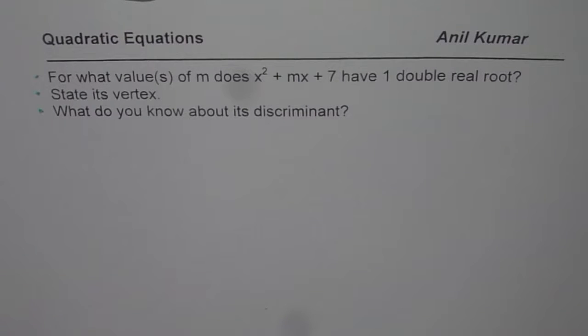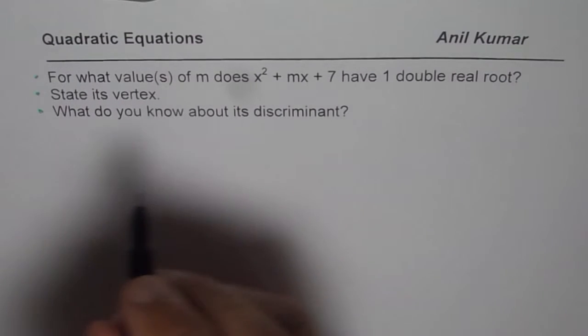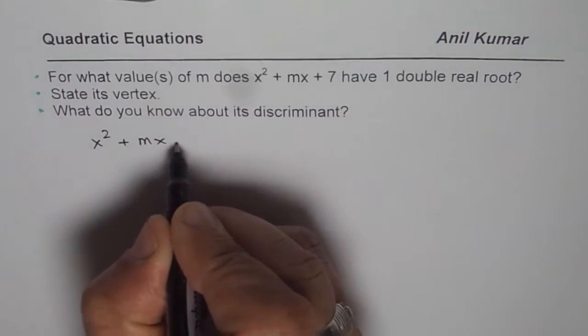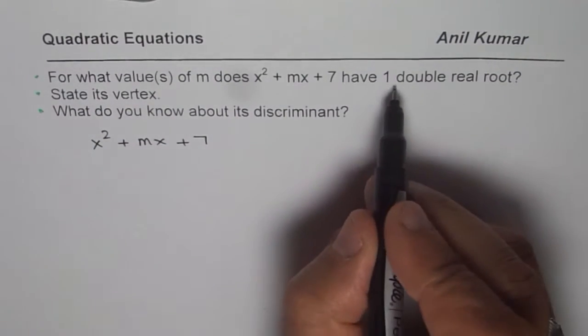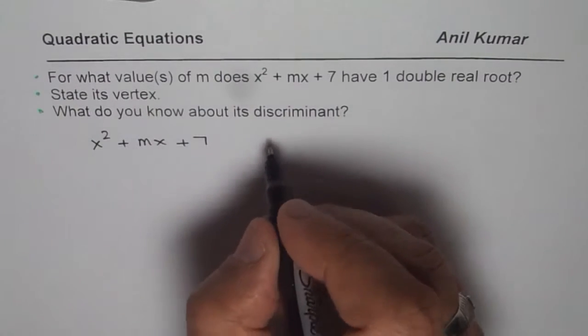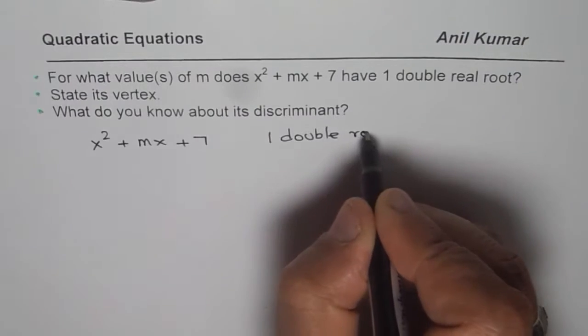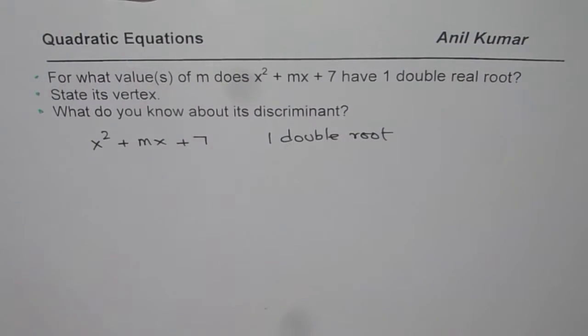The equation given to us is x squared plus mx plus 7, and we know it has one double root, right? So one double root, what does it mean? It means the equation is a perfect square. It does not have two roots. It means it is a perfect square. That is what it means, right?